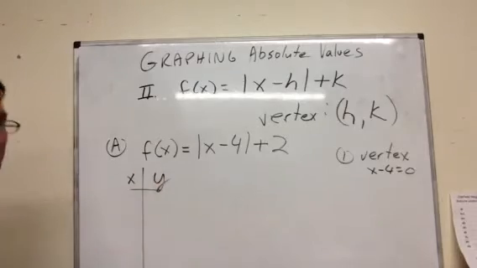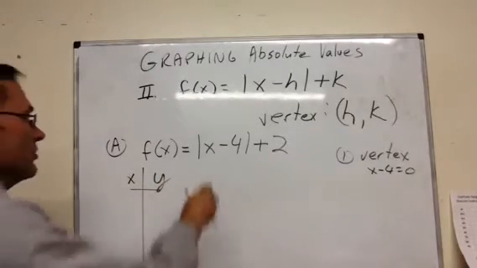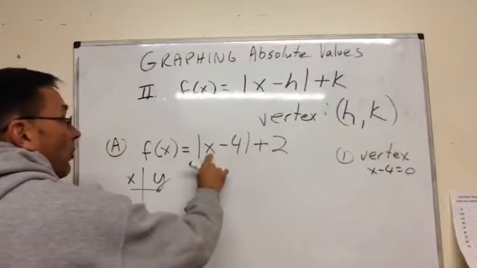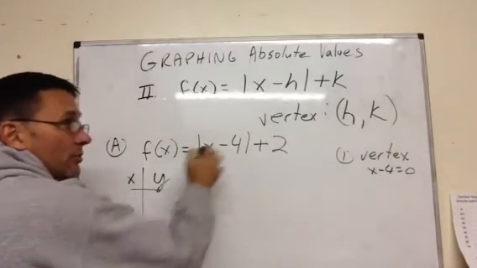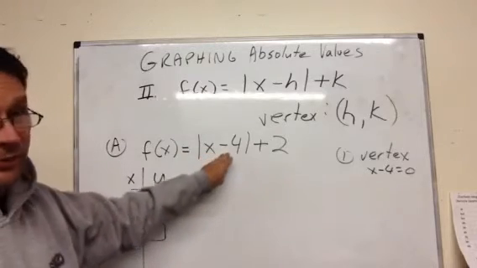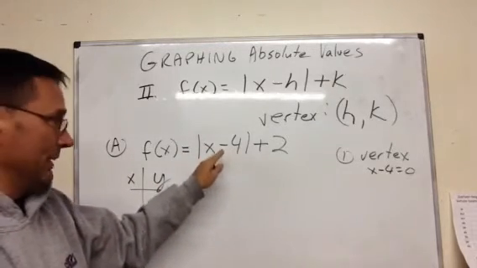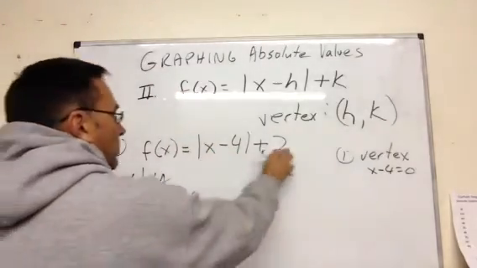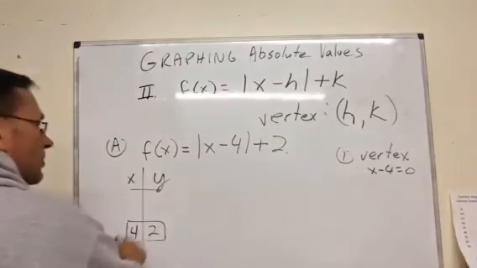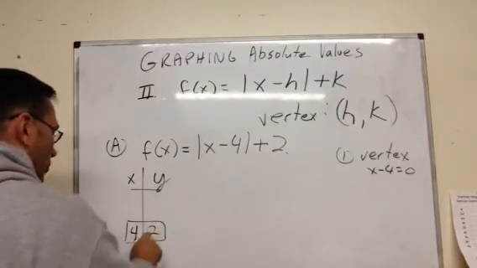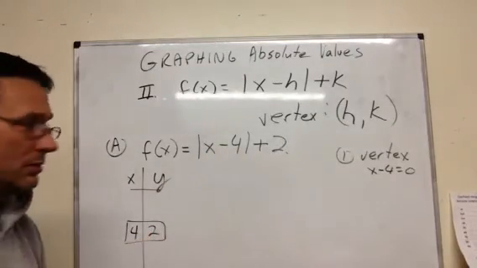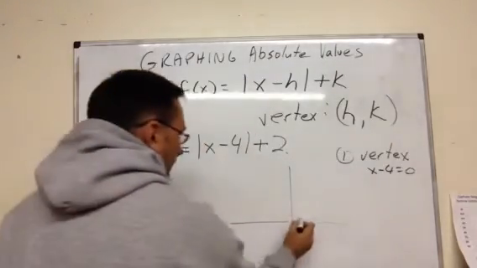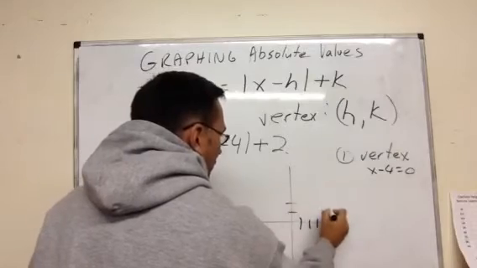I'm going to start making an xy chart over here on my left. So it's a positive 4. Now, 4 minus 4 is 0. The reason why we're doing this is because there's only one answer for 0, the absolute value of 0, and that's 0. That's where it's going to come to that point. So 0 plus 2 is 2. There's our vertex. 4, 2. This is where I'm going to start. So it's going to be 4, 2.